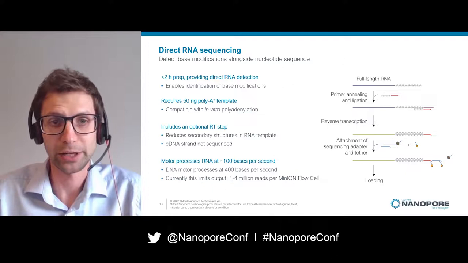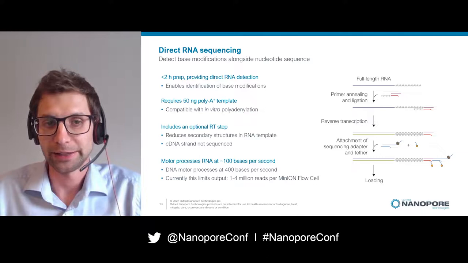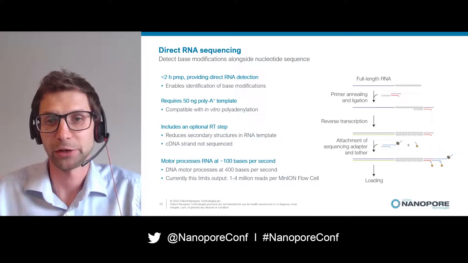As you can see, the adapter is attached in the final step of the library. The adapter that we use for direct RNA sequencing is slightly different. The motor protein processes the RNA at about 100 bases per second, which compared to 400 bases per second with DNA, limits the output about 4 times.